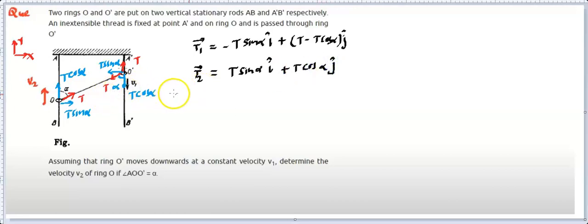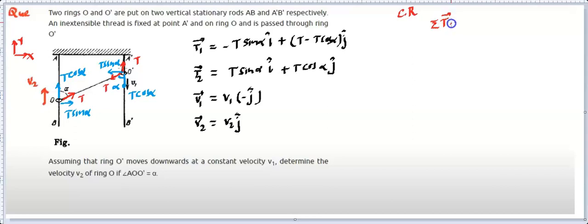Fine. Similarly, we can also write this v1 vector. So the v1 vector is going to be v1 magnitude in minus j cap, it's a downside, or we can write minus v1 j cap. v2, the way we have assumed, could be written as v2, that is magnitude in the j cap direction. Why we have written this T1, T2, v1, v2, you might know that as a constraint relation, we use summation of T dot v for all the elements equal to 0.